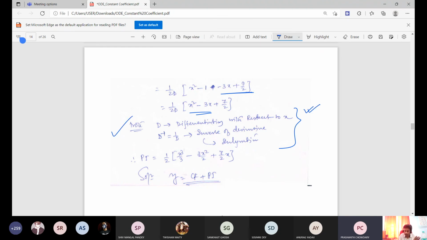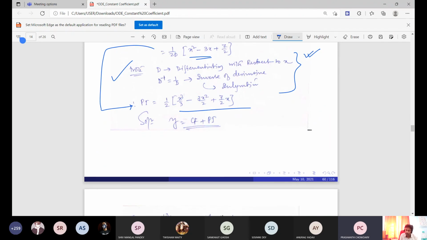You remember this one. It's very simple, by the way. I have also mentioned it. So integrate it. If you integrate it, you can get the particular integral. And at the end, you please explicitly write CF plus PI is the solution. You please write the expression for CF plus PI. Though I have not written it, you do that.